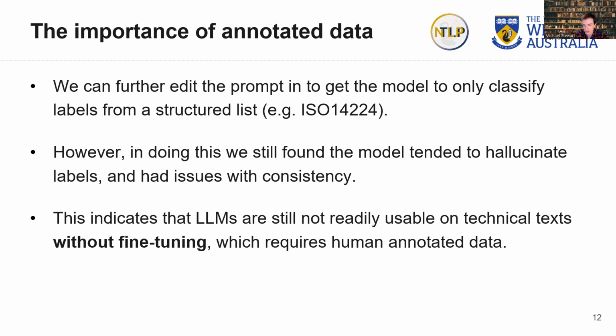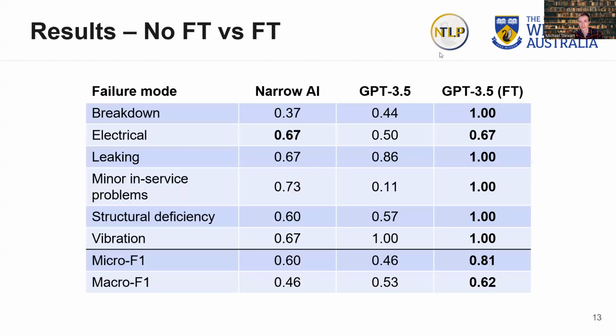However, it still hallucinated quite a few. It started to make up its own labels based on labels from the ISO. So still a bit better, but not great. Still issues with consistency. And ultimately, what we realized here was that LLMs are not readily usable on technical texts without some kind of fine-tuning. And this requires human annotated data. Once again, highlighting the importance of annotated data. And here are the results.